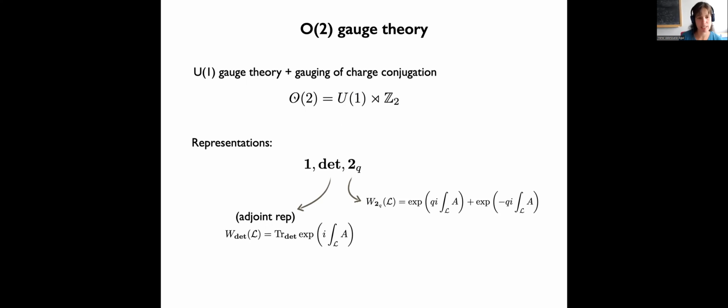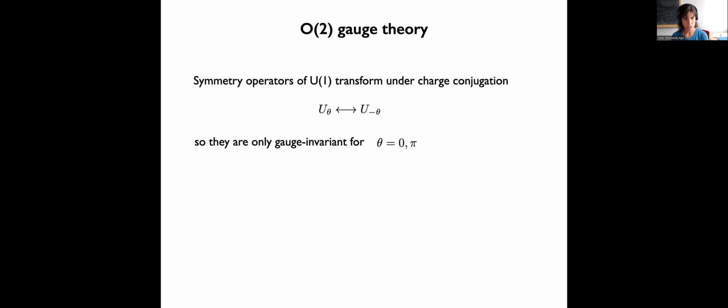The O2 gauge theory is a U1 gauge theory in which we are also gauging charge conjugation. So you can decompose O2 like this, and you have different representations, some fundamentals, and then you also have the determinant. You have Wilson lines in all these representations. Now, we can construct the symmetry operators for O2 starting with the U1 gauge theory. We just have to take into account this gauging of the charge conjugation.